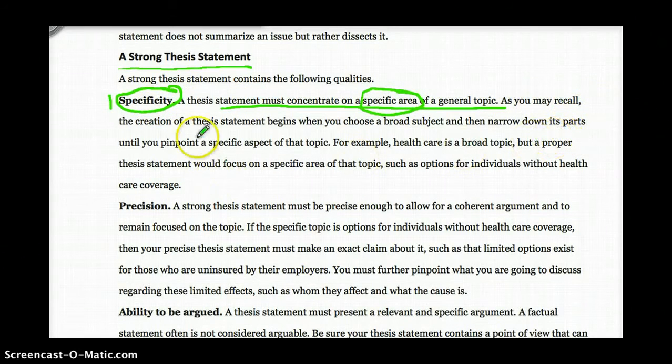So make sure that you look at your thesis and ask, is this thesis on one focused topic, or do we have too many topics that we're jumping into here? The next one is precision, and this is one that'll help you be specific. A strong thesis statement must be precise enough to allow for a coherent argument and to remain focused on the topic. So your precision is going to help with your specificity. Let's keep moving down here.